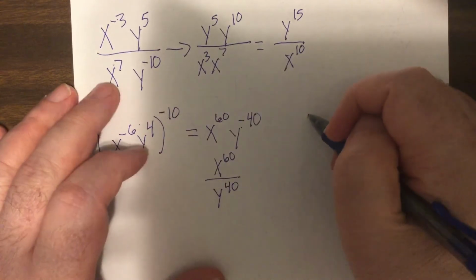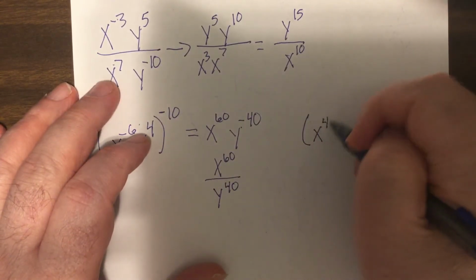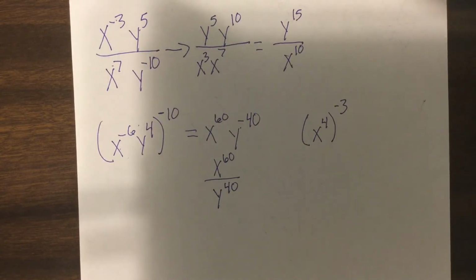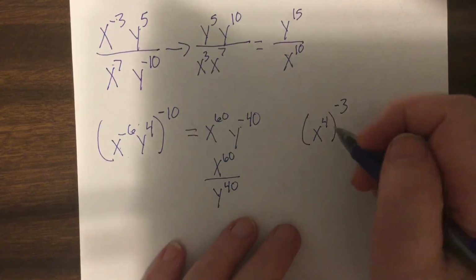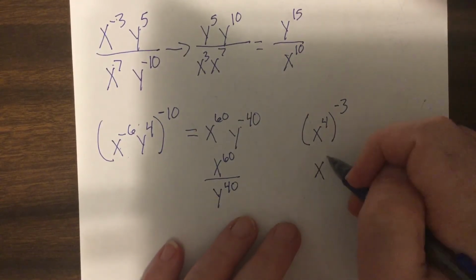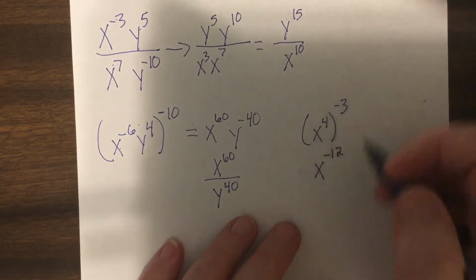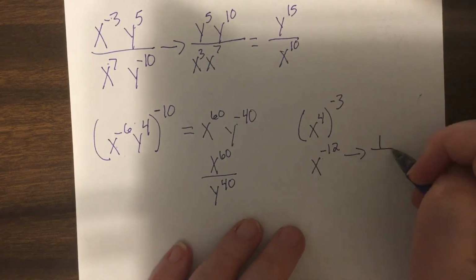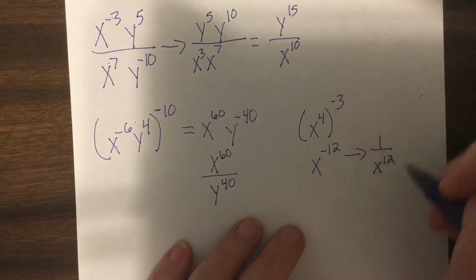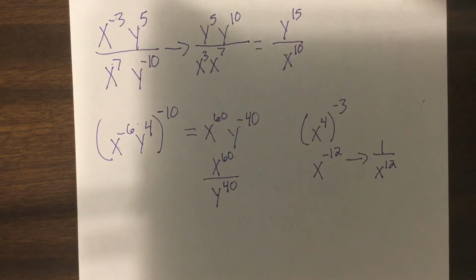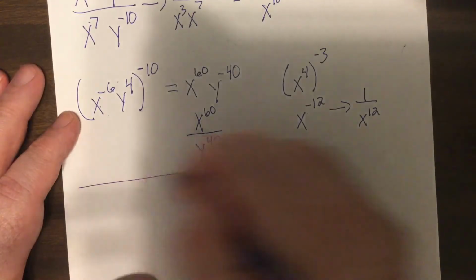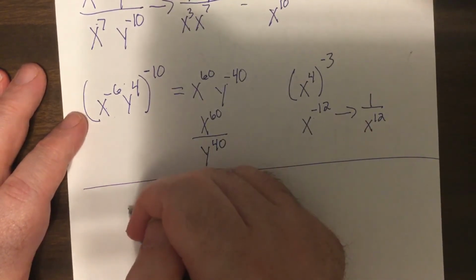So let's look at this. What if I have x to the 4th to the negative 3rd? Well, the rule says when you have a base raised to a power, then you raise it to another power, you multiply the powers. So 4 times negative 3 is negative 12. But a negative power means you've got to move it. We like to move it. So it'd be 1 on top, x to the 12th in the denominator.